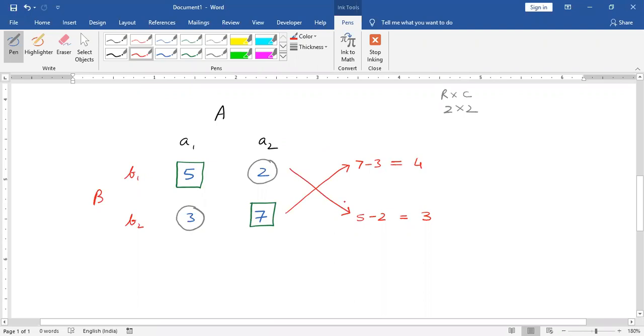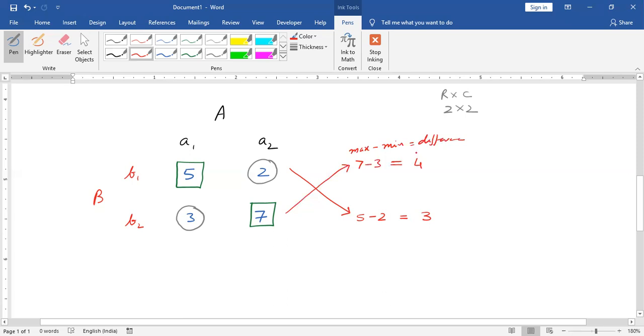Difference means maximum value minus minimum value. That is why 5 minus 2 is 3, and 7 minus 3 is 4. I'm not going to do 3 minus 7, because maximum minus minimum is what? Difference. Maximum minus minimum is the difference.